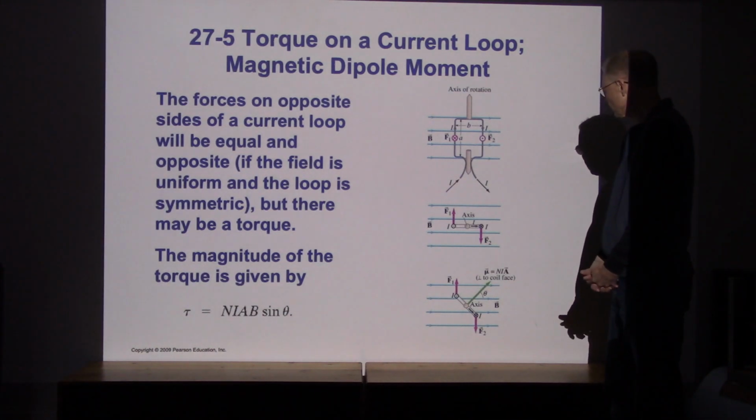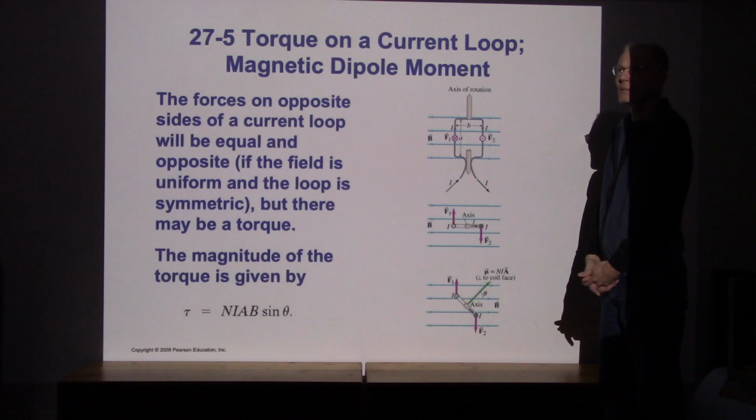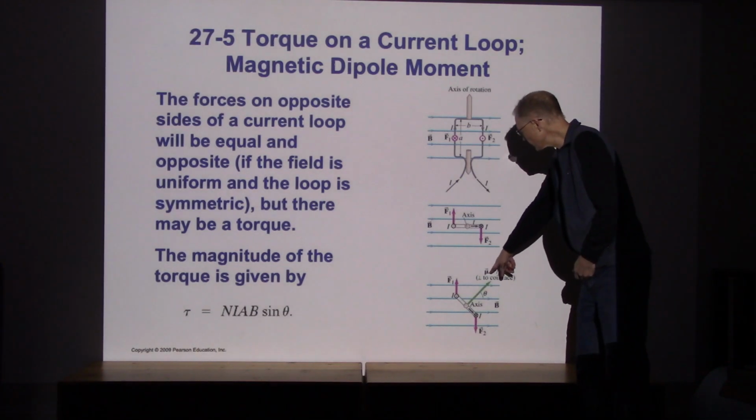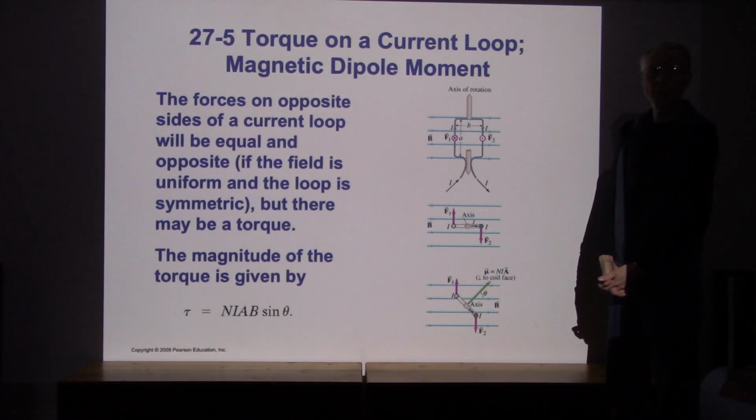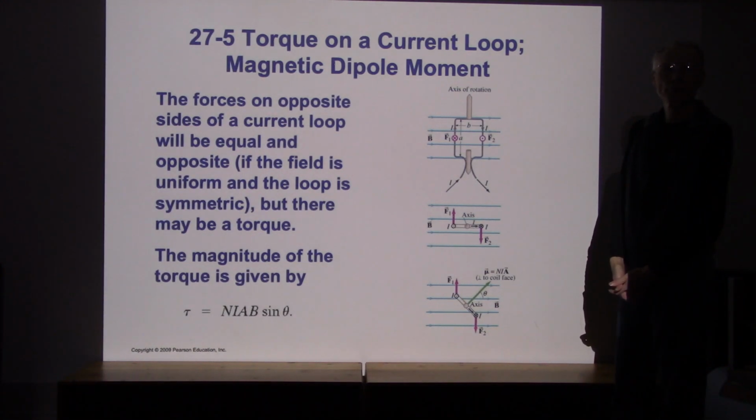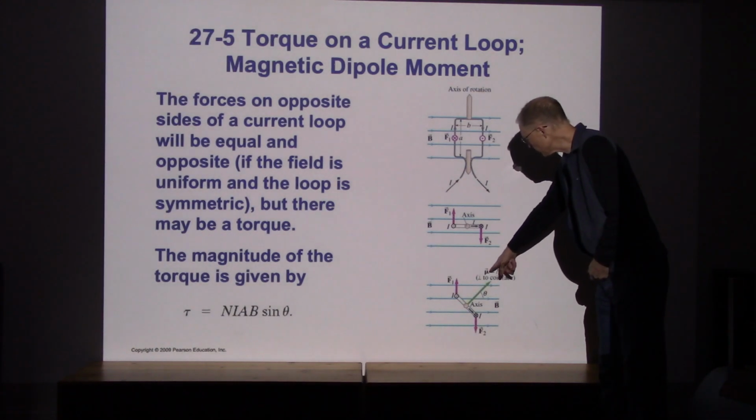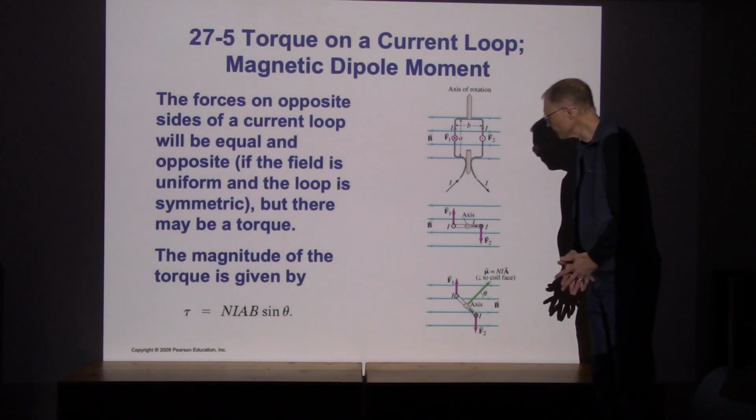Now, with the electric dipole, I think we used a symbol p for that, which didn't make much sense. So we're going to use something here that doesn't make sense either. We're going to use a Greek letter mu for the dipole. And again, the dipole is going to be given by N times I times A.